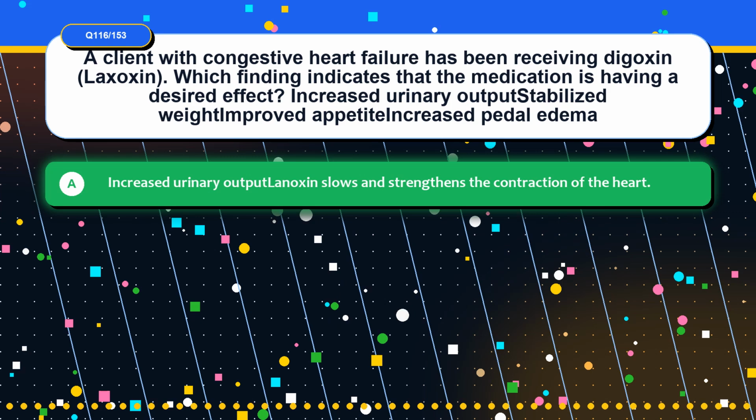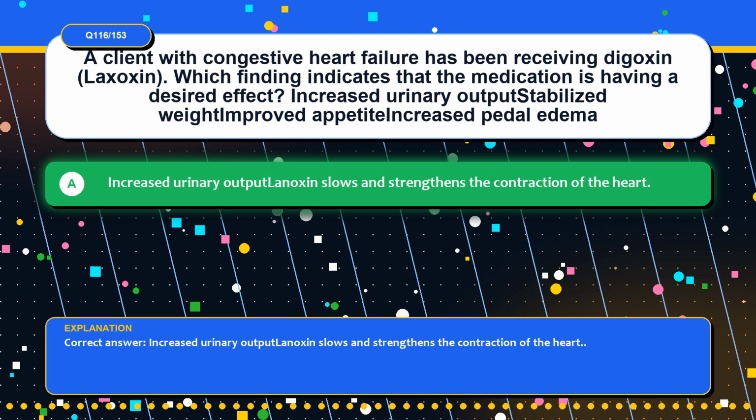The correct answer is option A. Increased urinary output. Lanoxin slows and strengthens the contraction of the heart.